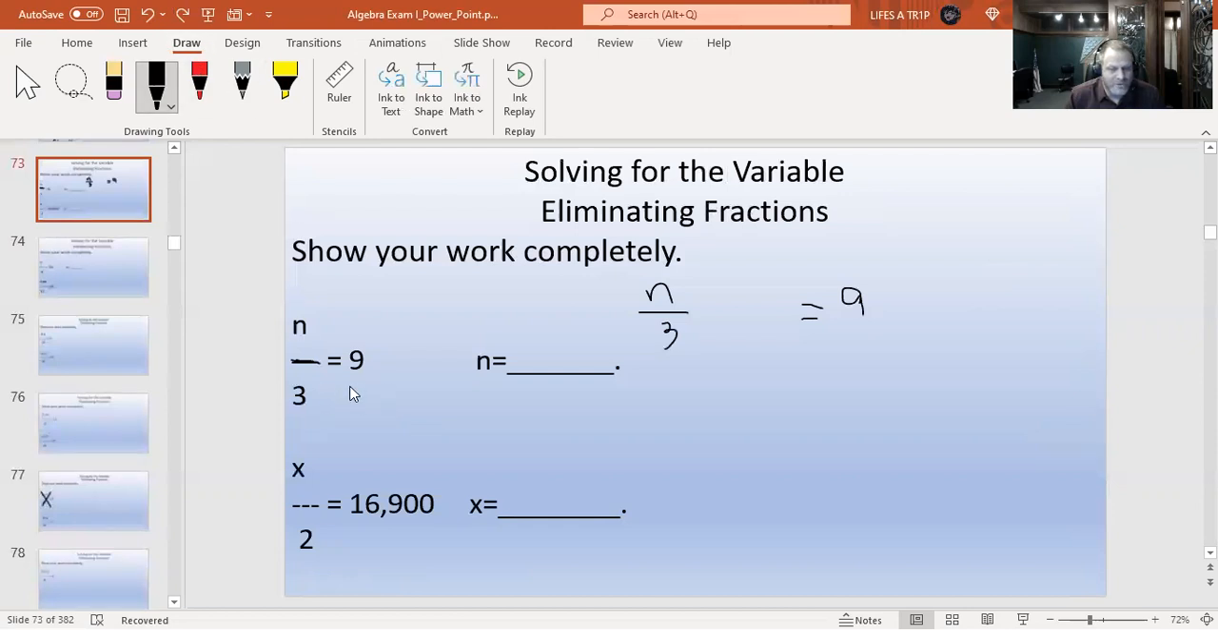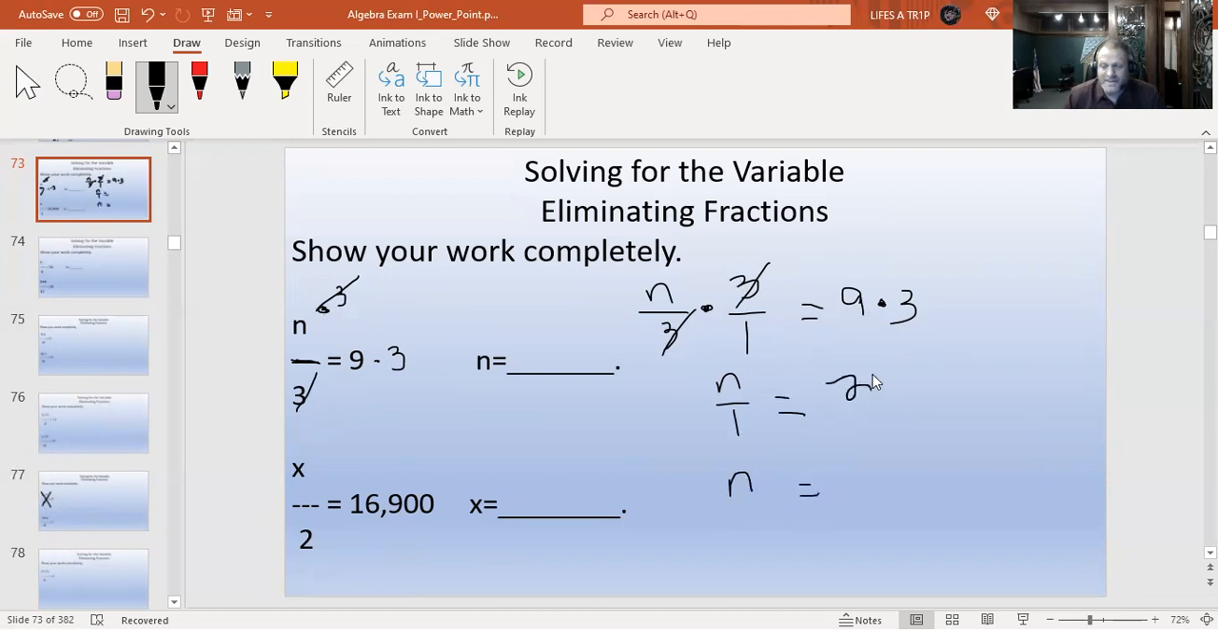Okay, so let's eliminate that 3. Let's go over here and I'm going to show you how we're going to eliminate the 3 the long way. So that would be a 3 over 1. Pretend that is a 3 over 1, and we're going to cancel those out. What you do to one side, you do to the other side, the exact same way. So now we have n over 1, which is n, right? And that's 27. So n equals 27.